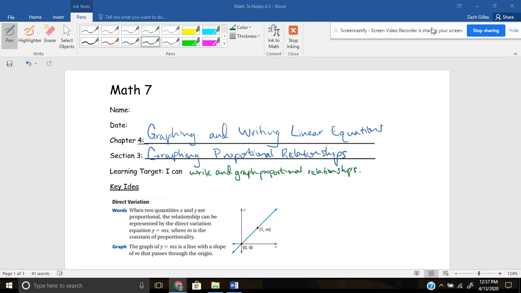Hello everyone, thanks for joining me for section 3 today, in which we're going to talk about graphing proportional relationships. Our learning target is: I can write and graph proportional relationships.